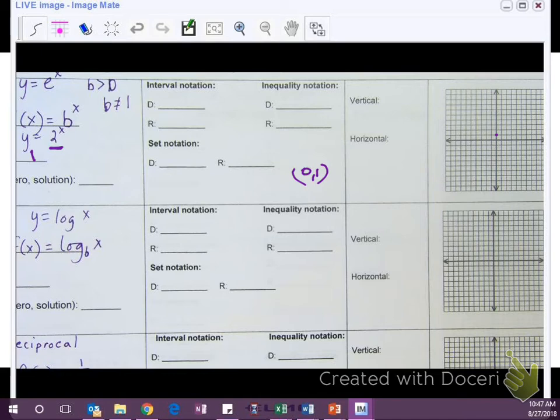Right. And to the left, the graph will approach 0, but it will never be 0. So there is no x-intercept. It will never touch the x-axis.